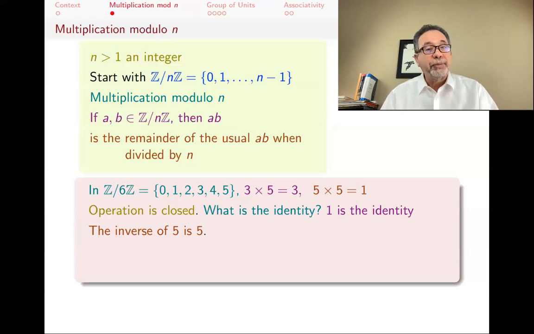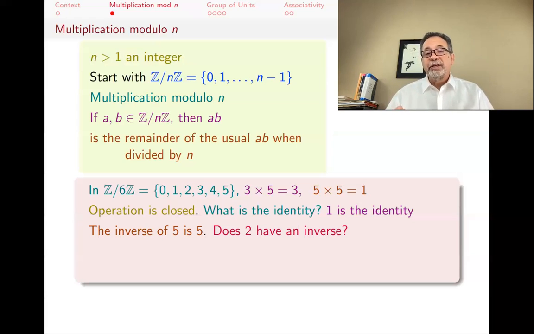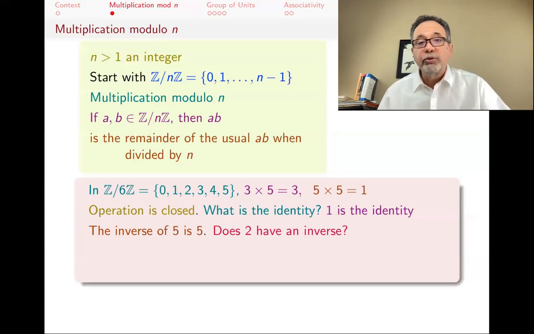What's the inverse of something? It's another element of your set that when you multiply them, you get the identity. Because 5 times 5 is 1, the inverse of 5 is 5. Does 2 have an inverse? The inverse of 2 means find me some element of the set that when I multiply by 2, I get 1. We might just multiply 2 by everything and see whether or not we ever get 1.